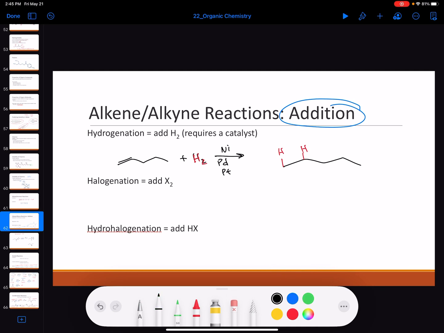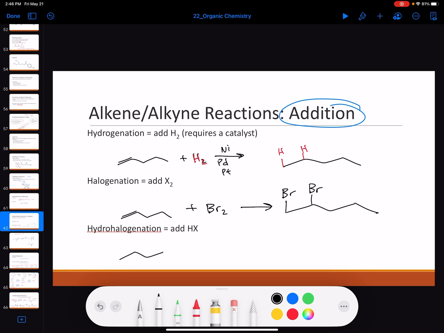Okay. We could do the same thing with halogenation. This is just where we're adding a halogen. Halogens are typically abbreviated X, right? So I could add in Br2. And again, all I do is I break that double bond right there and add in a bromine to each side. Or it could have been a chlorine to each side, or an iodine or fluorine to each side, right? Halogenation. It could be any halogen.